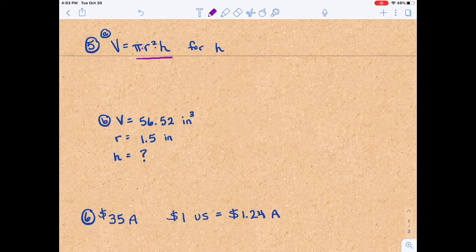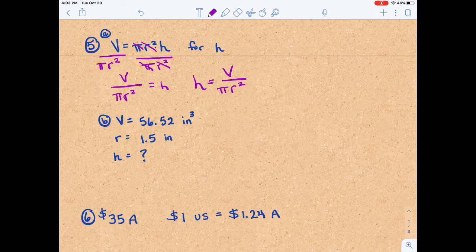We're just going to divide by all the things we don't want. We're going to divide by pi, and we're going to divide by r squared. So we will cancel the pi's and cancel the r squareds, and then H will be all by itself. So we just got to go over here on the left and do exactly what we did on the right. So now we know that volume divided by pi r squared equals H, or H equals volume divided by pi r squared.